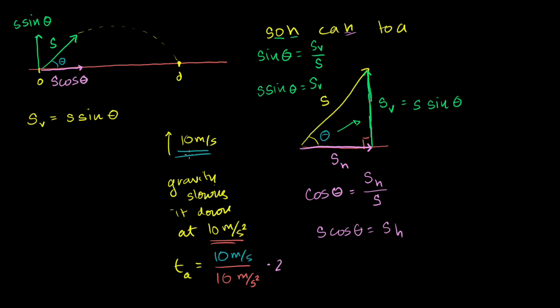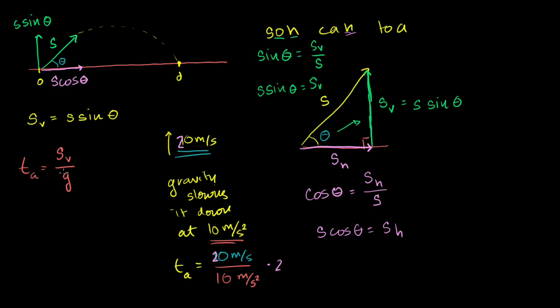If the object was moving upwards at 20 meters per second, and gravity is still slowing it down at 10 meters per second squared, then it's going to take 2 seconds. So if this was 20, then this would be 20. And it'll take 2 seconds to slow it down to 0, and then 2 more seconds until it hits the ground again, for it to speed back up as it approaches the ground. So no matter what your upward velocity, the time up is going to be your vertical speed divided by the acceleration of gravity.